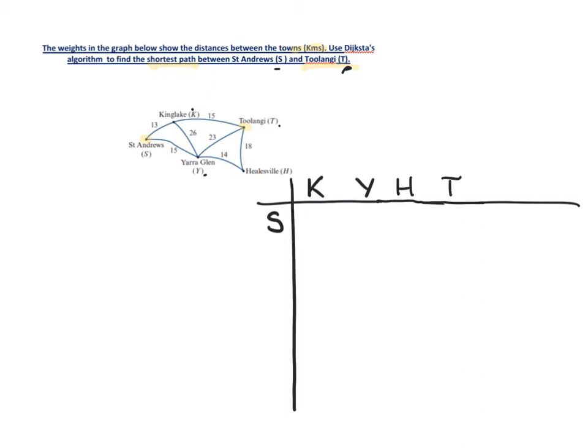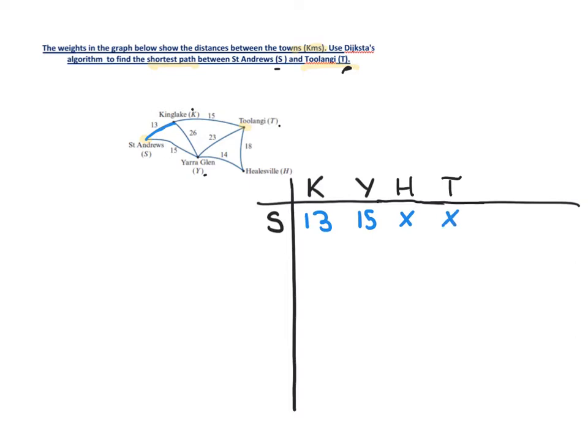Next, what we need to do is now we're going to complete our first row. So we look at the connections from S to K. All right, S to K is here. It has a weight of 13. S to Y has a weight of 15, so we put that one in there. And S to H, well, we can't get from S to H directly. Other vertexes we have to go via, so we're going to put a cross in there like that. What about S to T? No, we need to go via other vertexes, so we're also going to put a cross in. So we've completed the first row.